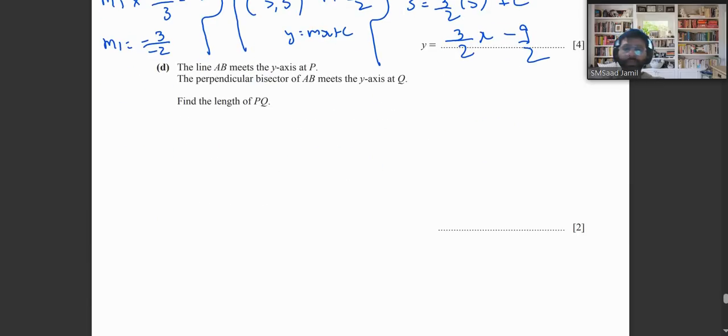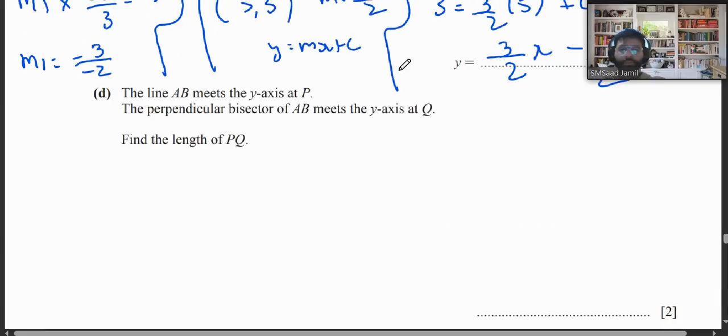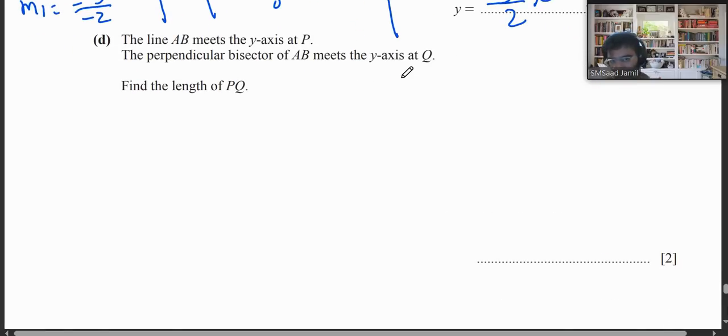Moving on to the next part, let me zoom it in. It says the line AB meets y at P. The perpendicular bisector of AB meets the y-axis at Q. Find the length of PQ. To solve this question, you have to make the diagram first. My diagram is absolutely horrible.